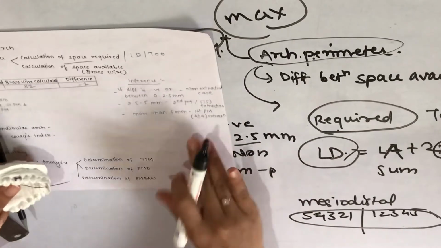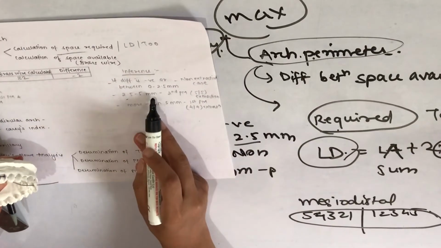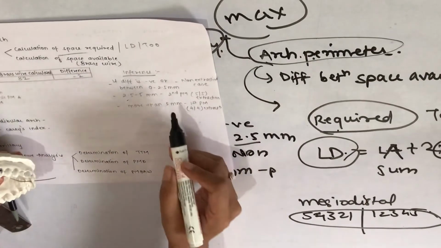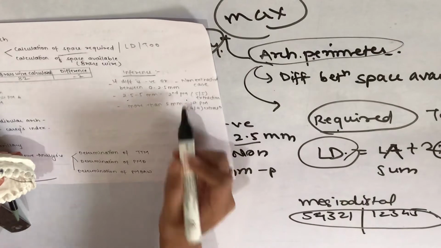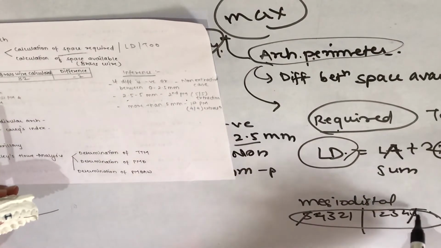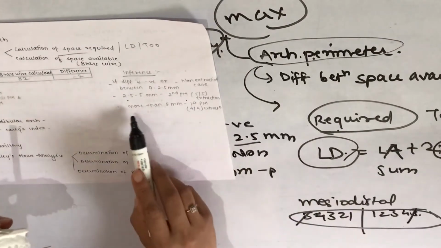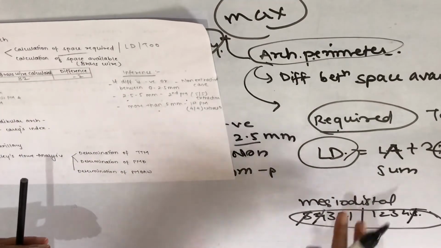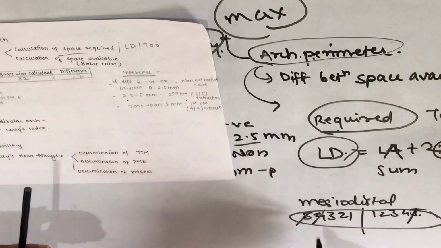But now if the difference is 2.5 to 5, then you have to extract the second premolars. And if the difference is more than 5, then you have to extract the first premolars. And this is the first analysis, that is arch perimeter analysis and Nance analysis.